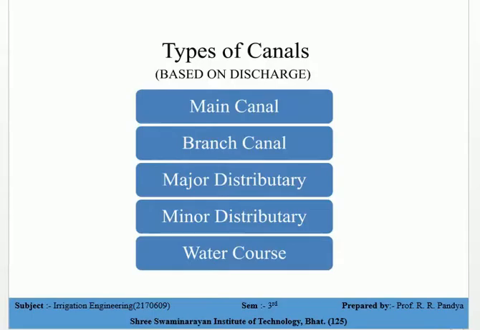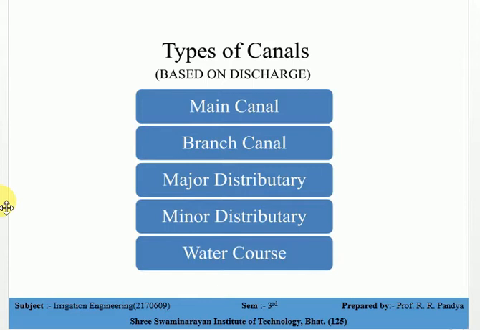In the last lecture, we discussed the types of canal based on supply and source, based on functions, and based on alignment. Today we are going to discuss the types of canal based on the discharge. So you can see here, the classification based on the discharge is divided into five broad types.